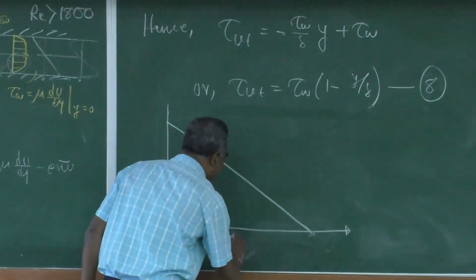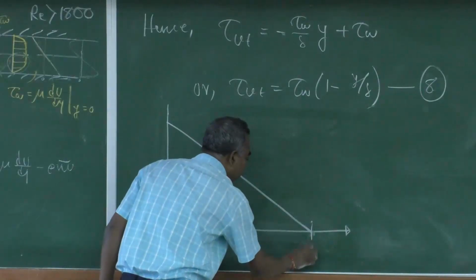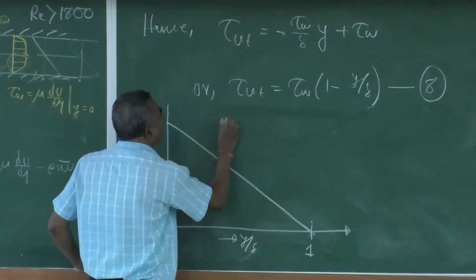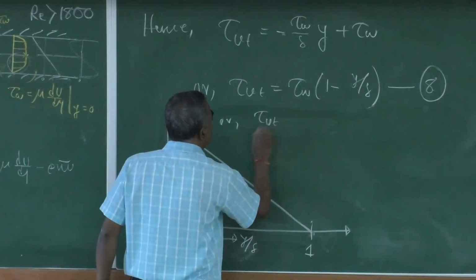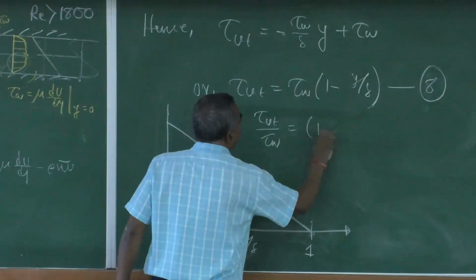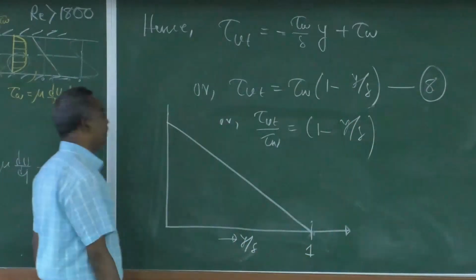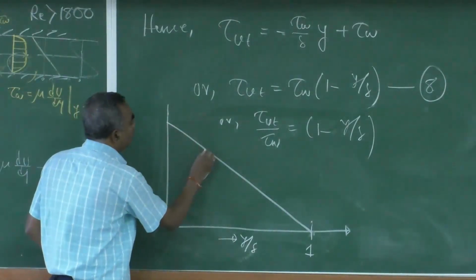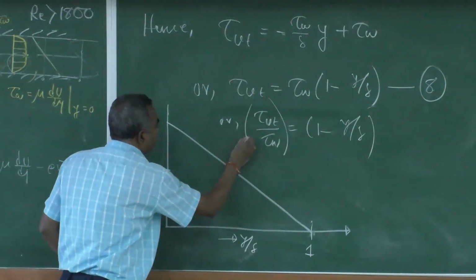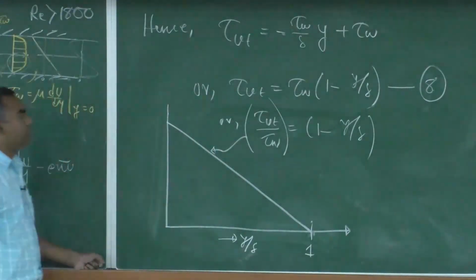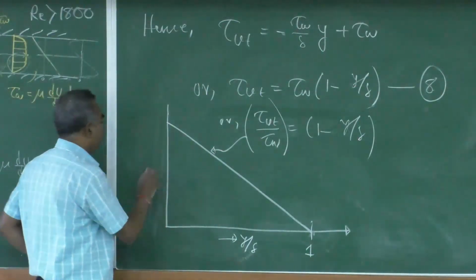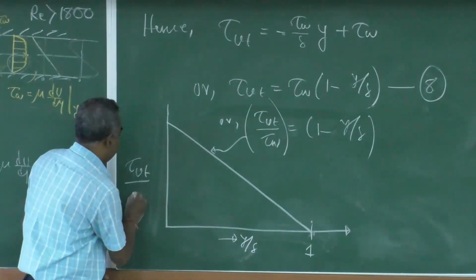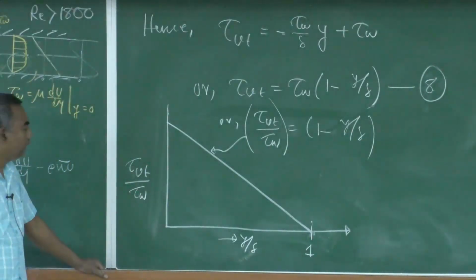So, on this axis, y by delta is going to be 1, where the value of tau_t by tau_w, or you can write tau_t divided by tau_w, equals 1 minus y by delta, right. So, this line is nothing but this. This is tau_t divided by tau_w, this axis.